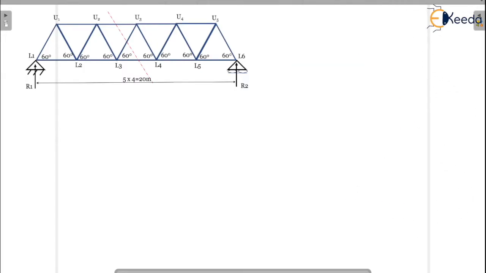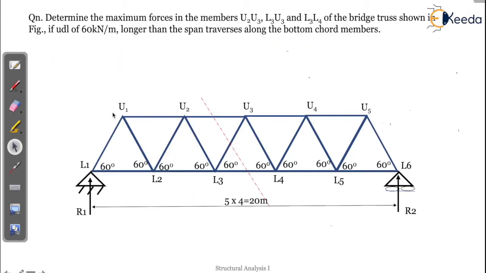Before I start the problem, let me take you to the question. So this is the question. Determine the maximum forces in the members U2U3, L3U3 and L3L4 of the bridge truss as shown in figure, if a UDL of 60 kilonewton per meter, which is longer than the span, traverses along the bottom chord members. So that is our question. Now here, as I told you, I have considered a Warren truss. So what do you mean by a Warren truss?